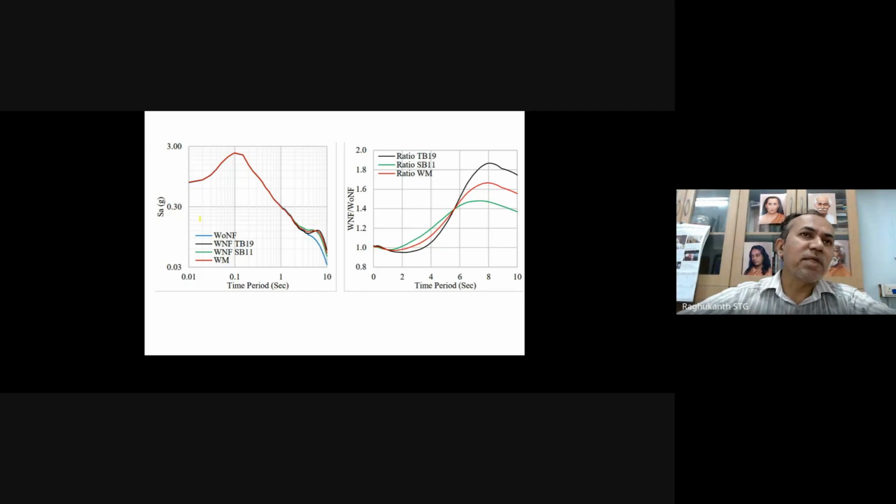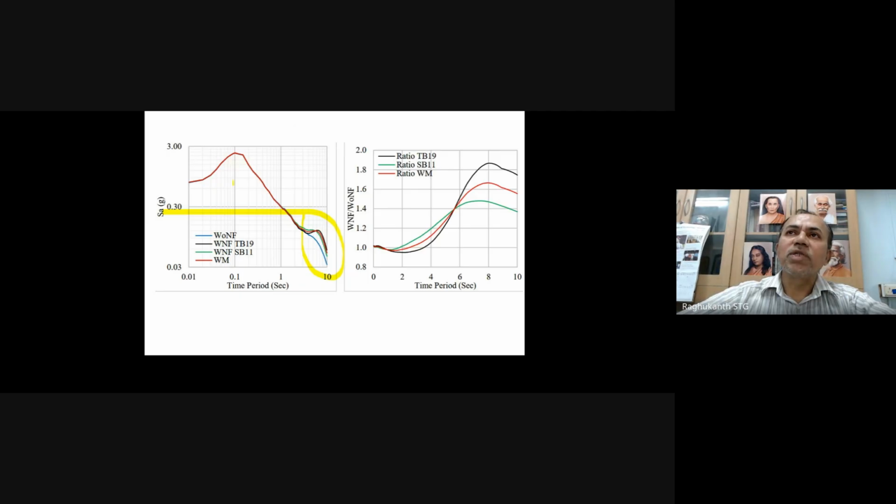So this is in the northeast region. You can see here, when there is a pulse, the long period component automatically increases. If there is no pulse, the response spectra will be just like this. Because of this near field effect, in probabilistic analysis it slightly increases in the long period region. So we computed the ratios, with pulse and without pulse, to see how much the amplification will be.